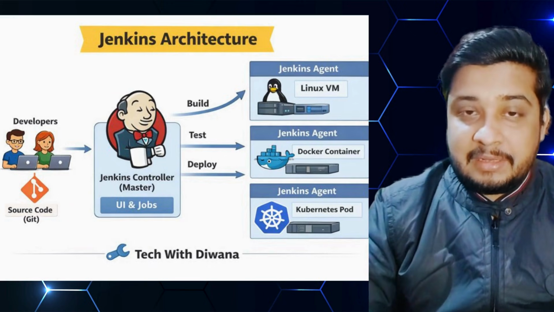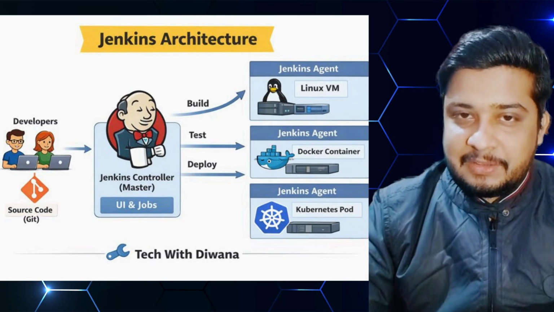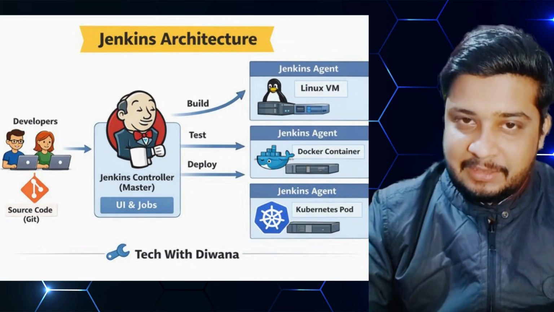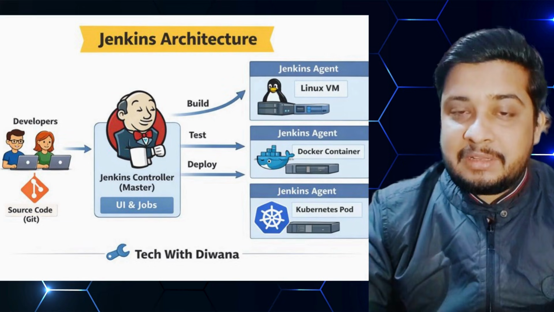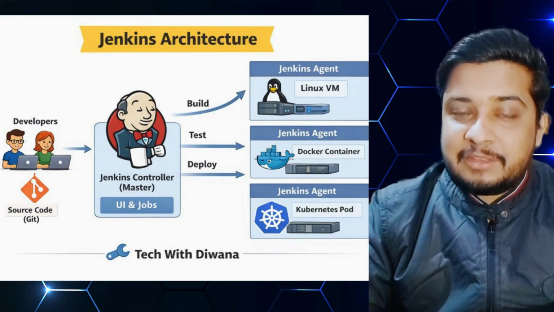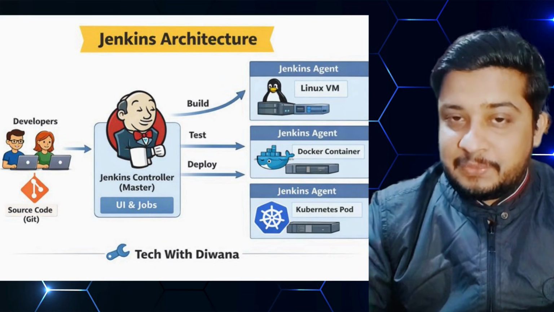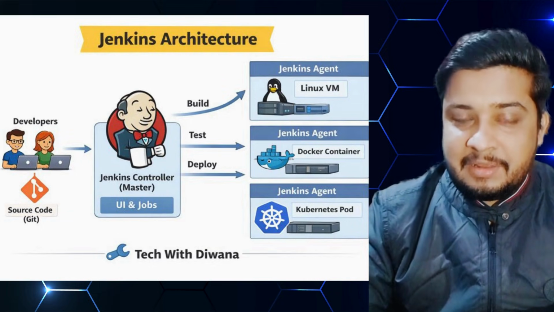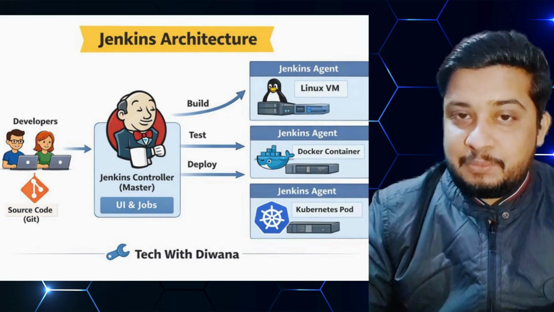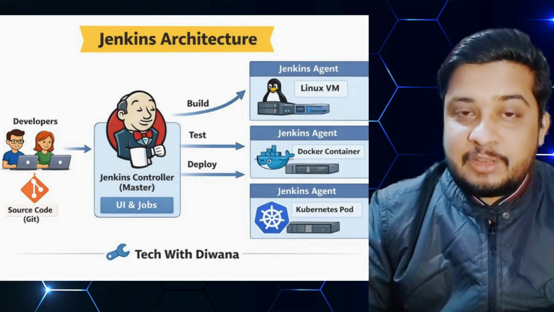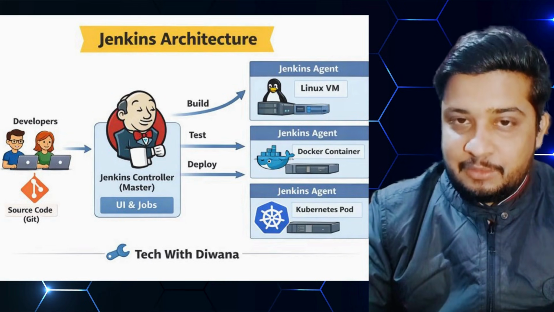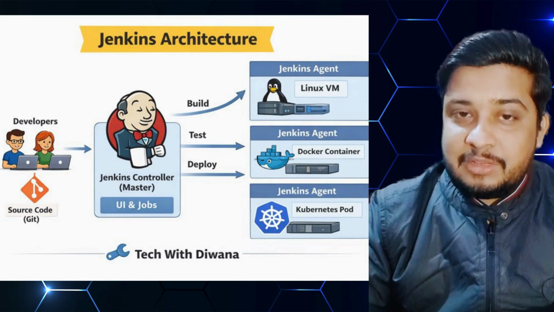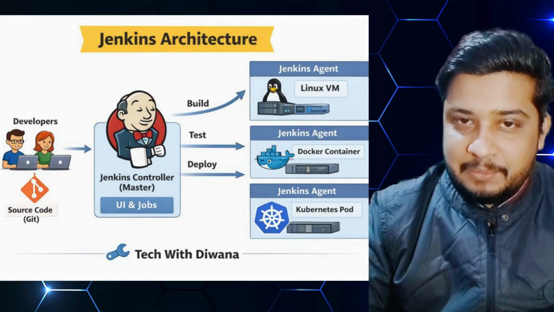Now let's understand the Jenkins architecture, right? Jenkins follows the controller-agent architecture, right? First is the Jenkins controller, which is called the master, right? It manages the UI and REST API, and also stores the pipeline definitions and coordinates the jobs, right? The master should never execute heavy builds, right?